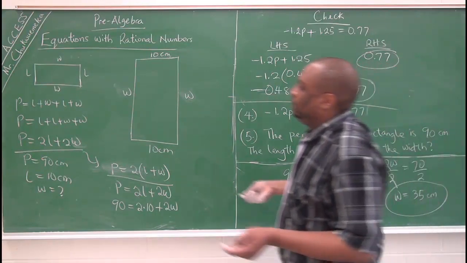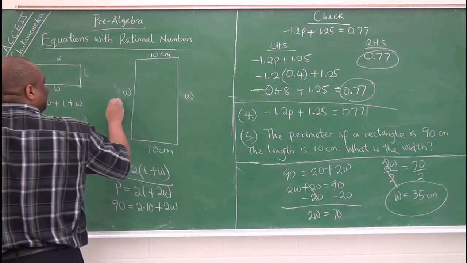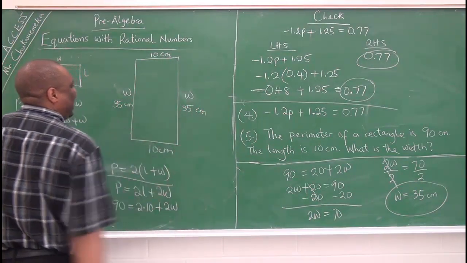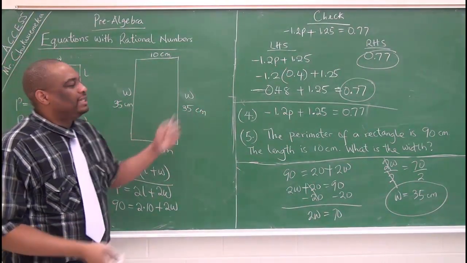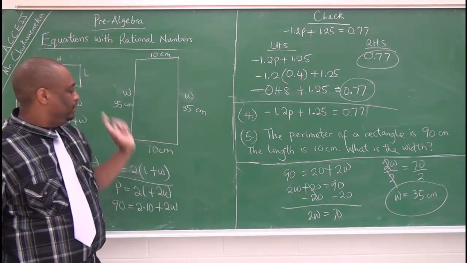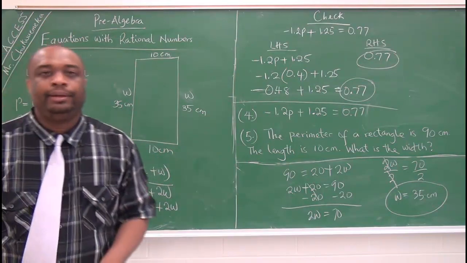And how do you check this actually? This becomes 35 centimeters, and this becomes 35 centimeters. Add it up. 35 plus 35 is what? 70 plus 10, 80 plus 10, 90, the perimeter.